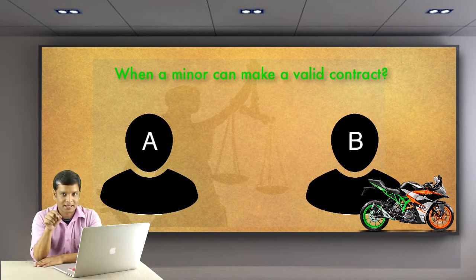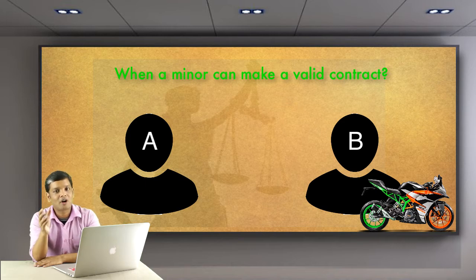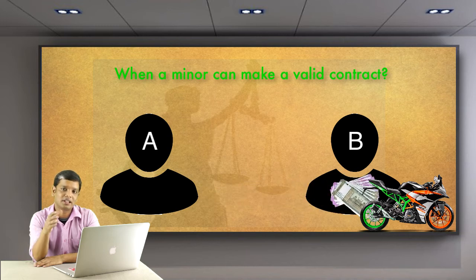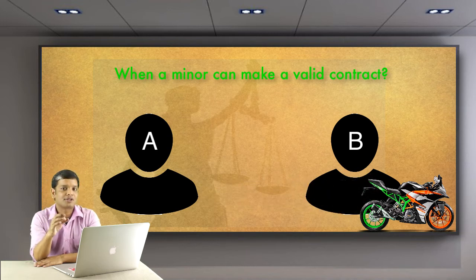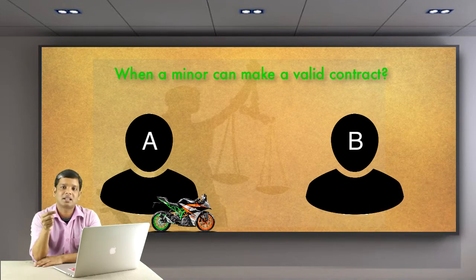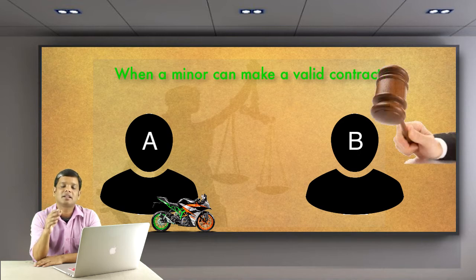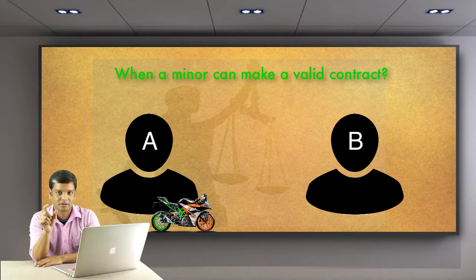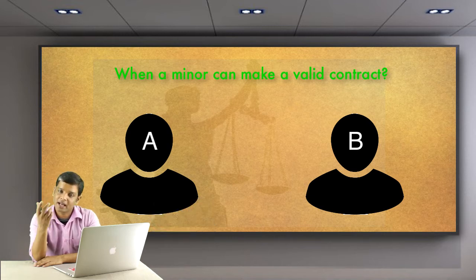But in this case, it is about the benefit of the minor, and the minor has performed his part as he paid the 10,000 rupees. So in this case, the contract is valid and it is enforceable. So B has to give the bike, otherwise he will be punished by the court of law. So this is the exception in which a minor can make a valid contract.